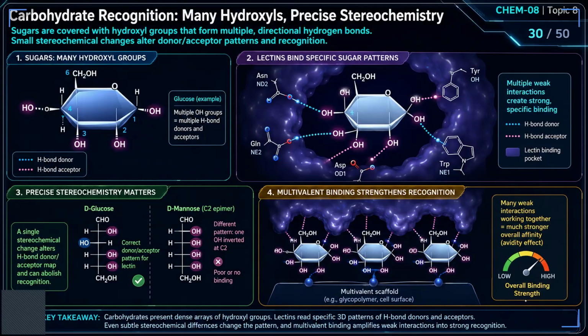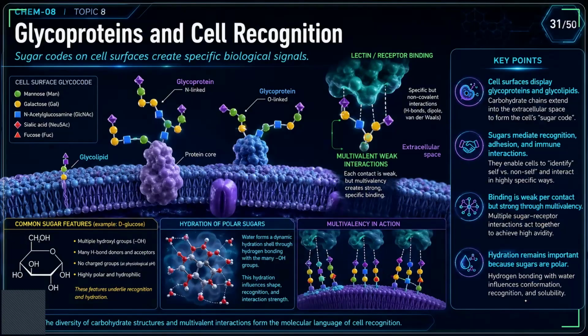Carbohydrates can also be recognizable. Is it alpha? Is it beta? In which direction does that carbohydrate rotate? Which carbohydrate is it? Well, precise stereochemistry matters. Sugars are covered with hydroxyl groups, and in which direction do those hydroxyl groups bend? In which direction are they present? That is how they're going to be recognized by our bodies.